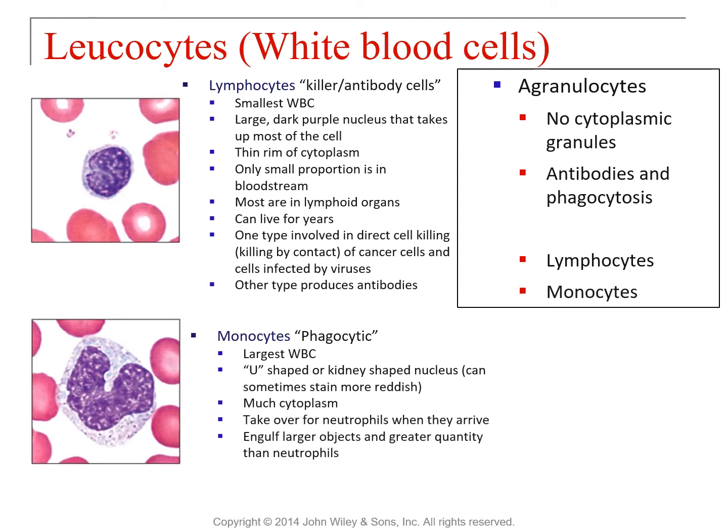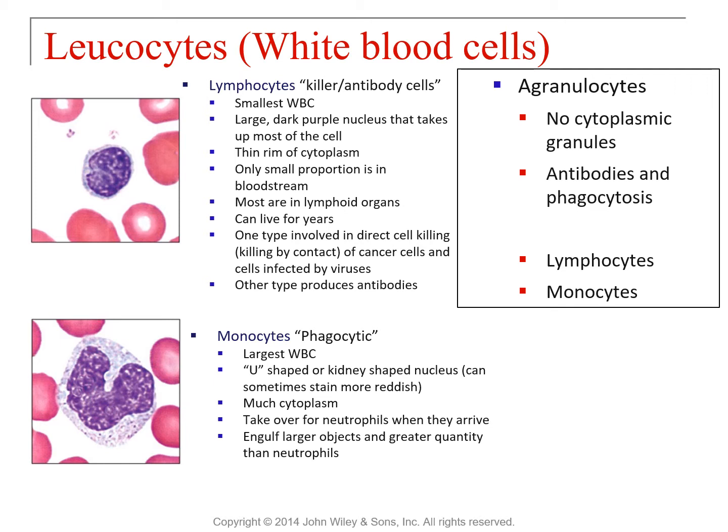The other type of agranulocyte is monocytes, and these are by far the largest white blood cell. Now they've got sort of this U-shaped or kidney-shaped nucleus, and sometimes this can stain a little bit more reddish than the other nuclei. They've got a lot of cytoplasm surrounding them, and what monocytes do is take over for neutrophils when they arrive at the site of an injury or an infection.